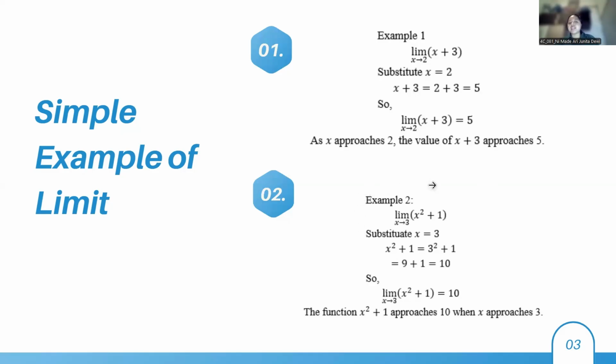Let's continue to the second example and look at this problem. Again, we can use direct substitution. Because x approaches 3, we substitute x equals 3. So we have 3 squared plus 1. The square of 3 is 9, plus 1 is 10. Therefore, from this example, we can learn that for a simple polynomial function, we can usually find the limit by direct substitution.